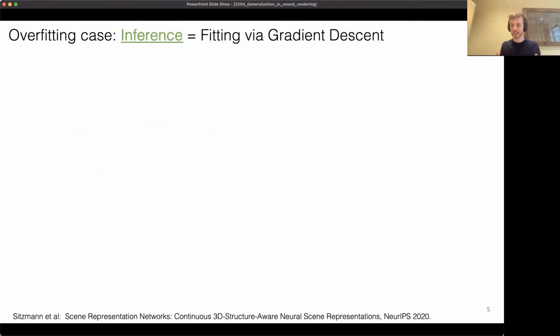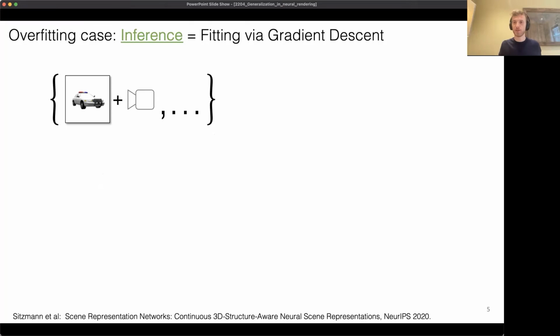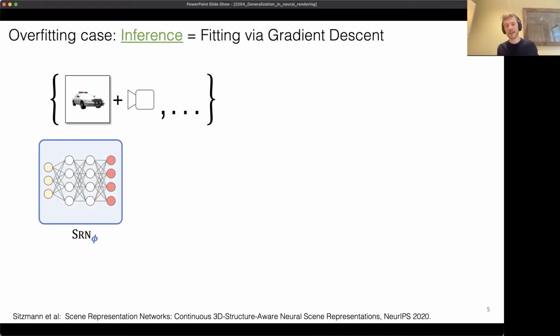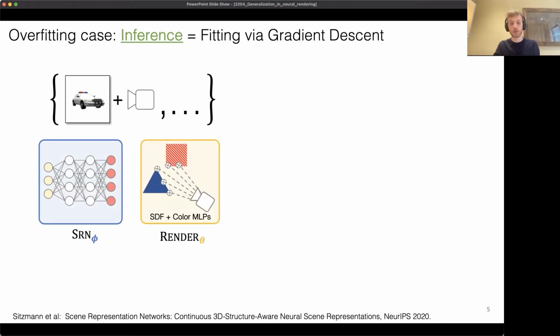Okay, let's look at the case that we have talked about so far, which is the case of overfitting. And overfitting means we have lots of images of a single scene. So for instance, consider this toy car here. We have lots of images, maybe 100 images of this little toy car. And in this case, let's say our scene representation was a neural field, like scene representation networks or NeRF. We have a neural renderer like volumetric rendering or sphere tracing in the case of a signed distance function.